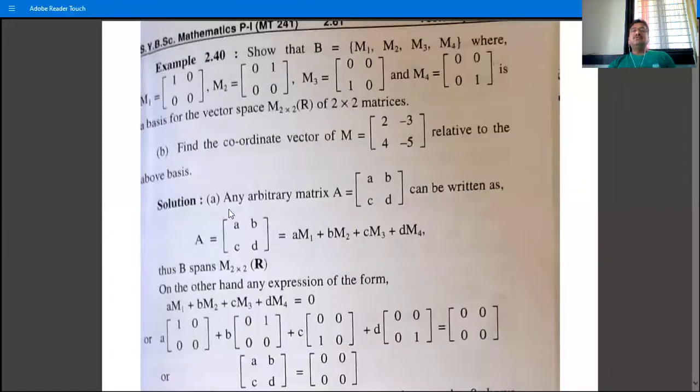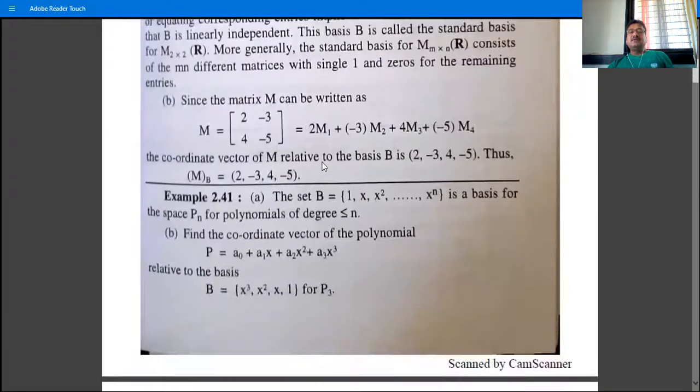So the question is what? Show that this is a subspace. Already these examples are solved in the previous lecture. Now find the coordinate vector of M as 2, minus 3, 4, minus 5 relative to the above basis, that is this basis. This is the standard basis M1, M2, M3, M4. So we just express this 2, minus 3, 4, minus 5 as a linear combination of these four vectors, and therefore what is that?